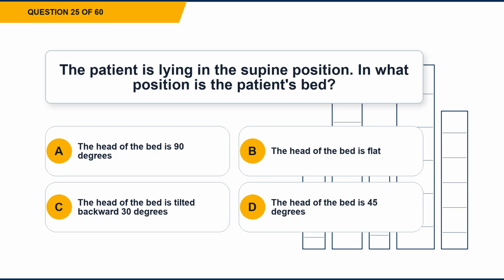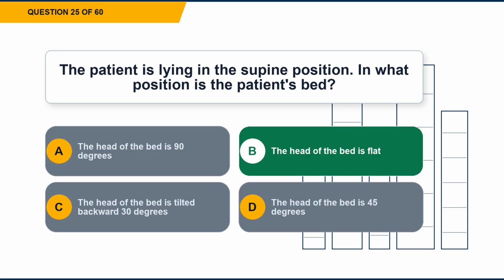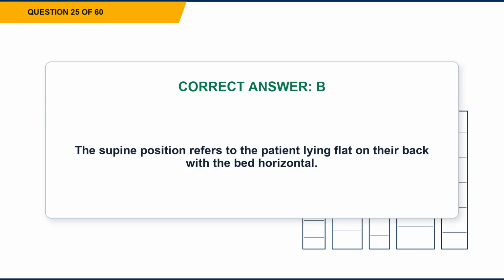Question 25. The patient is lying in the supine position. In what position is the patient's bed? Option A, the head of the bed is 90 degrees. Option B, the head of the bed is flat. Option C, the head of the bed is tilted backward 30 degrees. Option D, the head of the bed is 45 degrees. The correct answer is option B, the head of the bed is flat. Explanation: the supine position refers to the patient lying flat on their back with the bed horizontal.